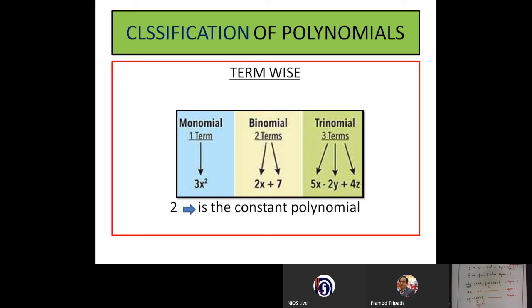So term wise, we have discussed here the monomial. Any polynomial that has only one term is known as the monomial. Any polynomial having two terms, you may take another example, x plus y. This has two terms. x square minus 5xy also has two terms. 2 minus 5x also has two terms. Similarly, the trinomial.